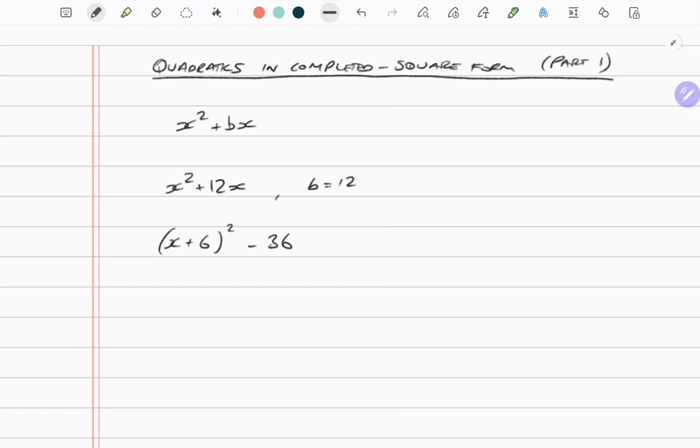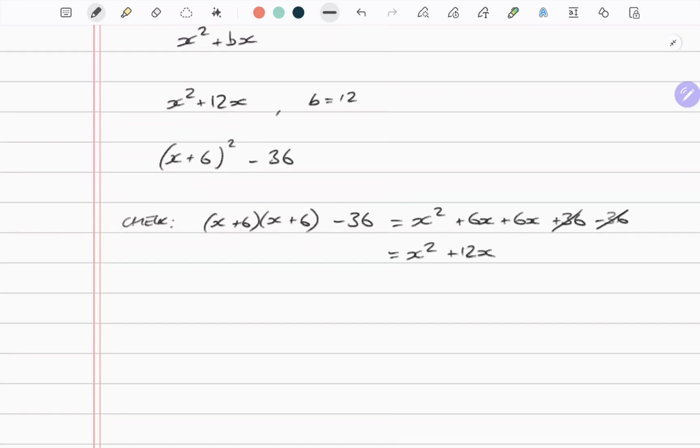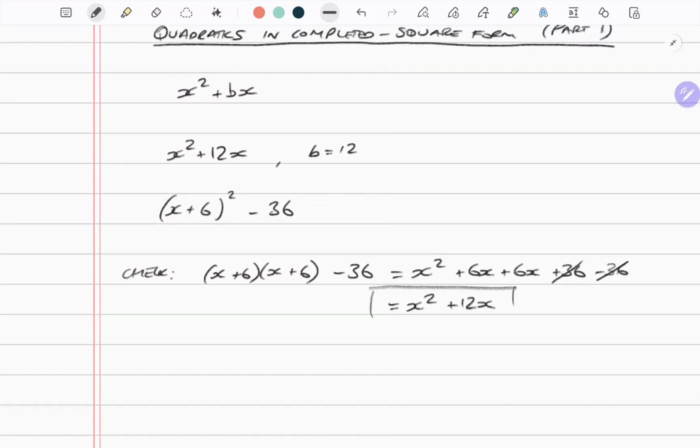Now we can check this. So we do a quick check and we can say x plus 6, x plus 6 minus 36 is equal to x squared. We're using the FOIL method. X squared plus 6x plus 6x plus 36 minus 36. So they will cancel out straight away. X squared plus 12x. So we end up with what we started with here. So we're happy with that.